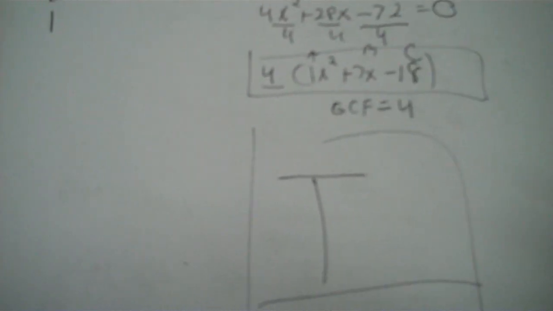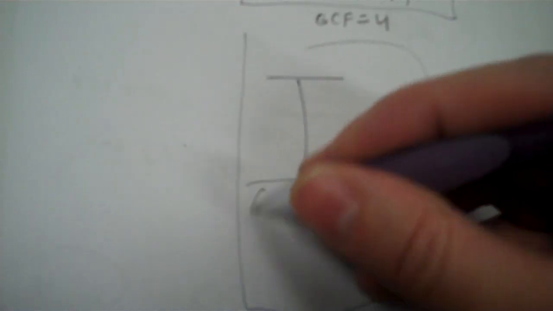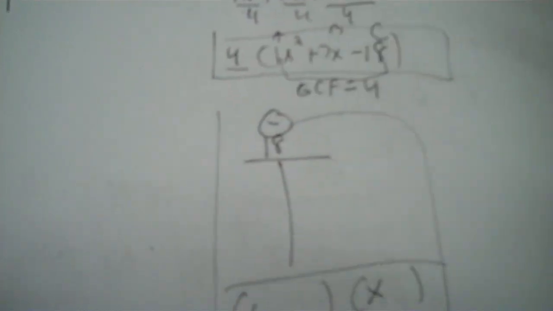Now, your A is a 1, okay? So, if it's a 1, it might as well not even be there, x to the second, so I can just make 2 parentheses, x, x. Now to figure out the rest, we take 1 times negative 18, okay, positive, negative, and we're adding to try to get positive 7.